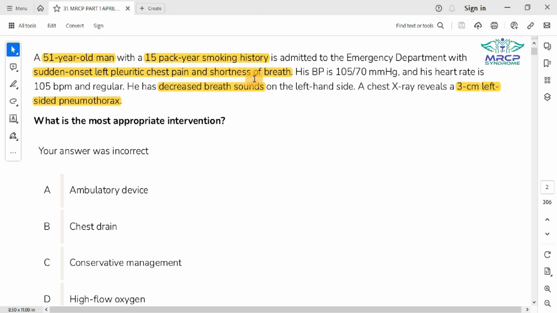And the patient is symptomatic with pleuritic chest pain and shortness of breath, and the size is larger, 3 centimeter on the chest X-ray. The patient also has a significant smoking history, 15 pack-year, and the age of the patient is also greater than 50. So this puts the patient under the high risk criteria. So how to treat a case of spontaneous pneumothorax having high risk factors? Chest drain. Yes, we will be going for the chest drain.